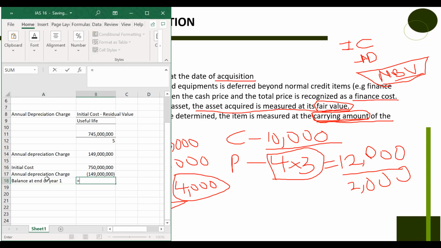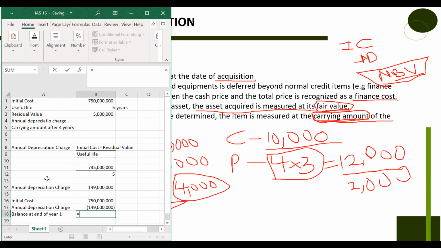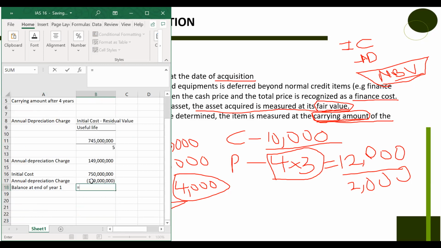Can you do that in your calculator and tell me the value? 750 minus 149. What do you say? 601 million. So this is the balance at the end of year 1. This means the same thing as what? Balance at the beginning of year 2. Do you agree with me? Yes. Balance at the end of year 1 is the same thing as balance at the beginning of year 2.